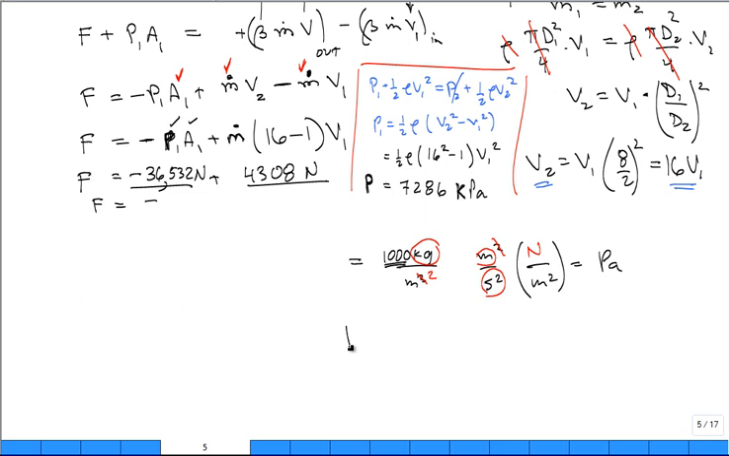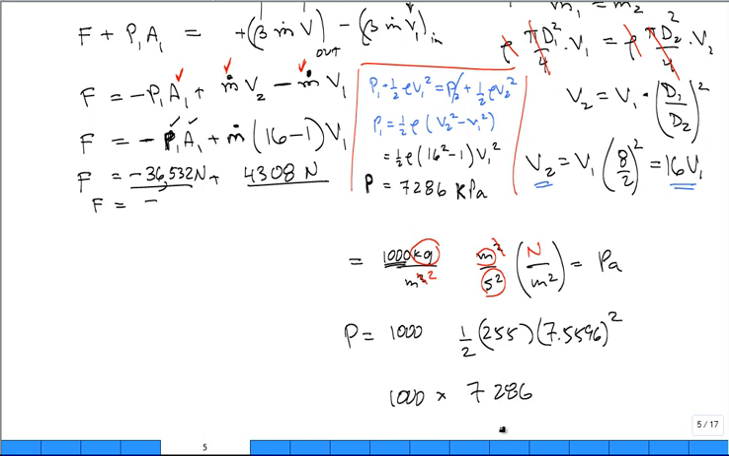So this pressure is 1,000 times 1/2 times 255, 7 point, oh I forgot the number, 7.5596 quantity squared. So this is 7,286. You still have 1,000 multiplying right here.